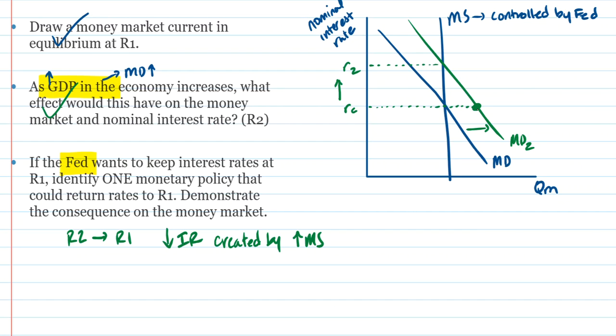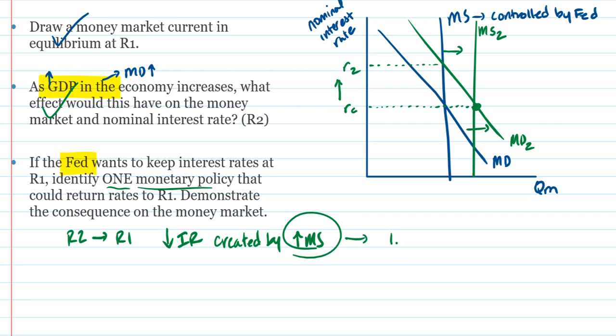And we can see that again on this graph. R1 now exists here on MD2. So in order to get back to R1, this money supply has to shift out to meet the new money demand curve. So first answer here is we need to increase this money supply. And then we need to identify a monetary policy that can make that happen. So what can increase our money supply?